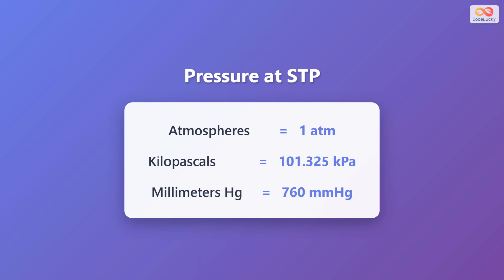The standard pressure also has multiple unit representations. 1 atmosphere is the most common unit. This equals 101.325 kilopascals, or 760 millimeters of mercury. All three values represent exactly the same pressure, just measured in different units. 1 atmosphere is approximately the pressure exerted by the Earth's atmosphere at sea level.